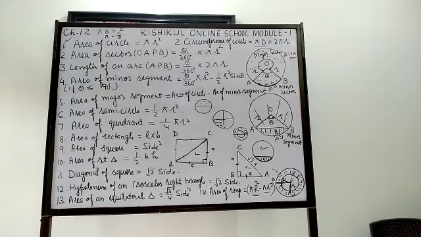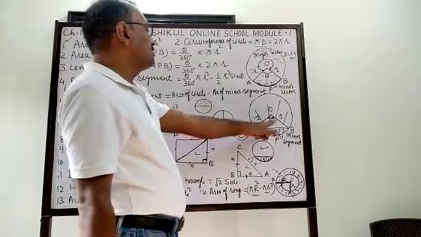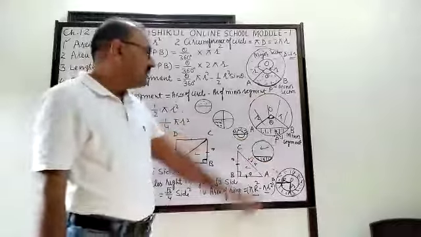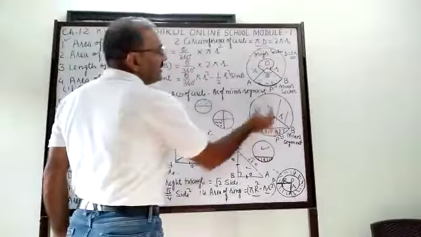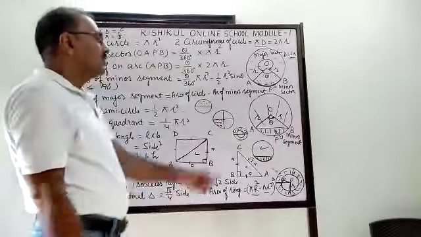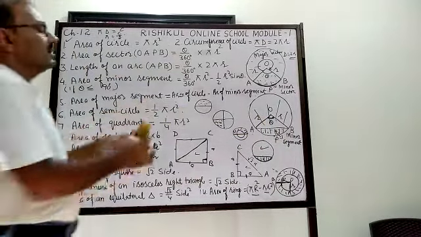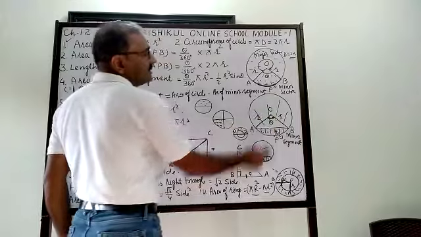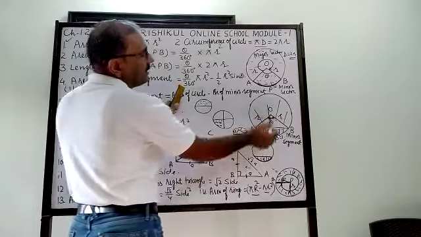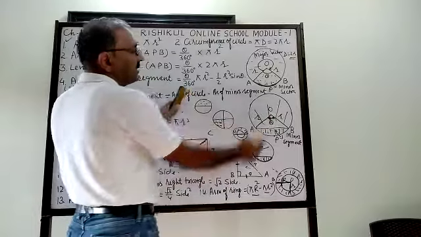So if you know very well, look at the minor segment here, if theta is 90 degree, then it is a quadrant. So you can put the formula of the area of the minor segment: if it is 90 degree, it is a quadrant, area of quadrant minus area of right triangle, because this is 90 degree. Area of quadrant minus area of right triangle.